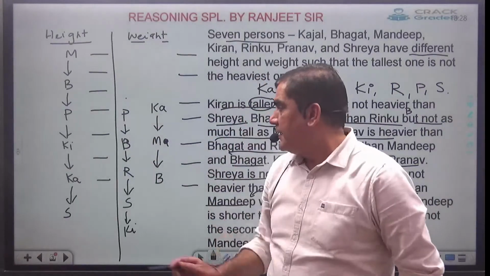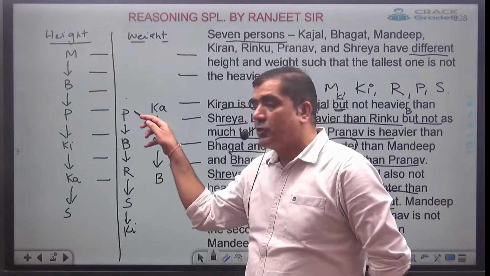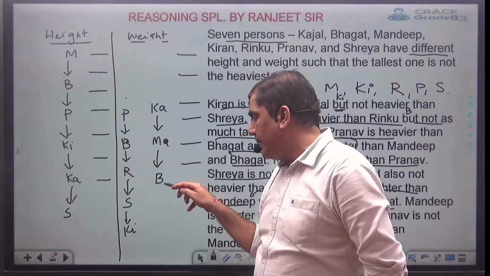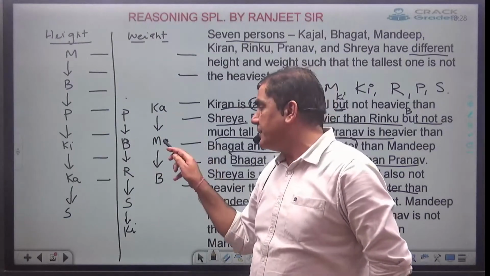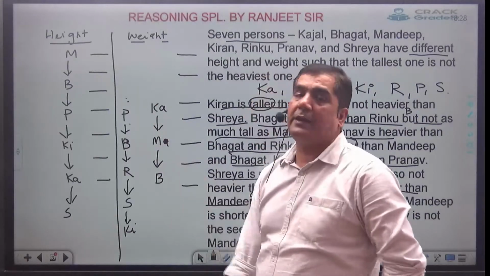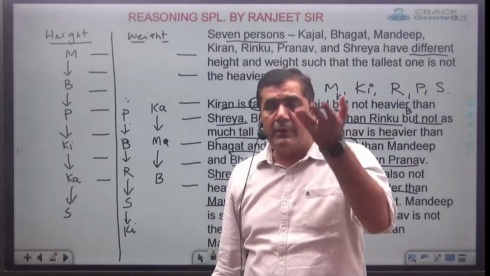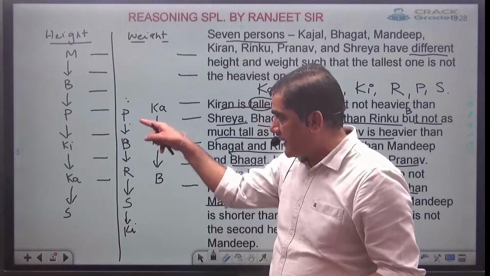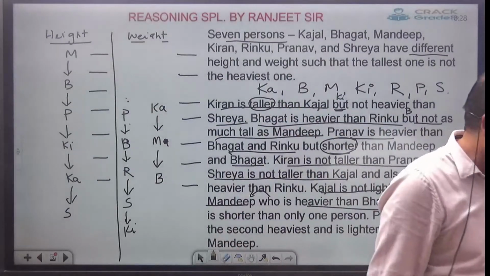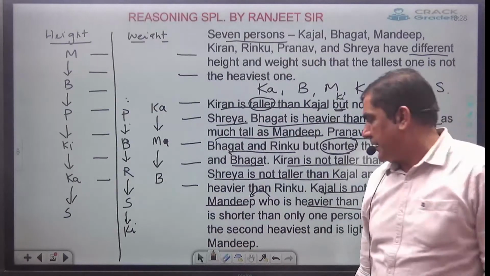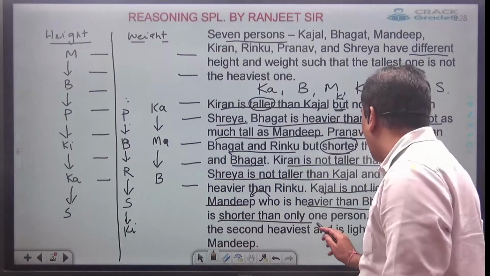I repeat. Here, above B should be P. And here, above B should be M, and above M should be Kajal. So this M can be over here or it can be over here. Exactly above they have not given. They are saying simply above. Simply above means one person can be exactly above, or one person can come in between also. Clear?